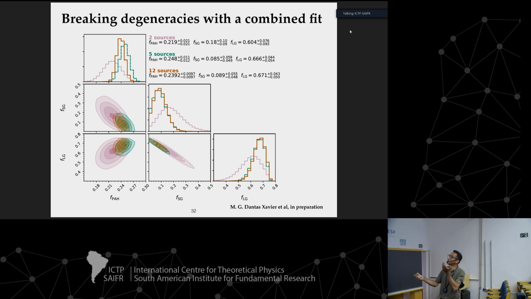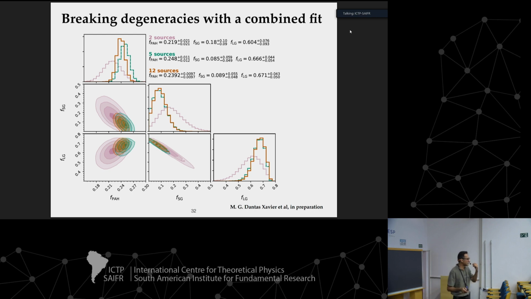And you can clearly see that as you put more and more sources, your uncertainty is lower, and you start breaking the degeneracy, to the point that when you get to the 12 sources, you can pretty much have a good constraint on what we call polycyclic aromatic hydrocarbons. And you can also put some nice constraints on the small grains and large grains.